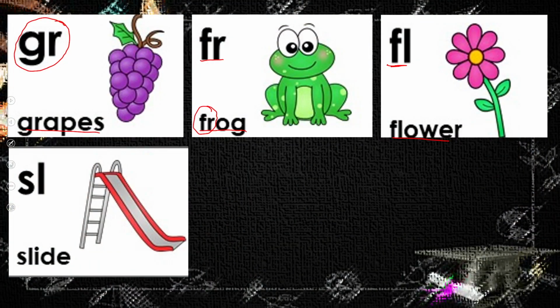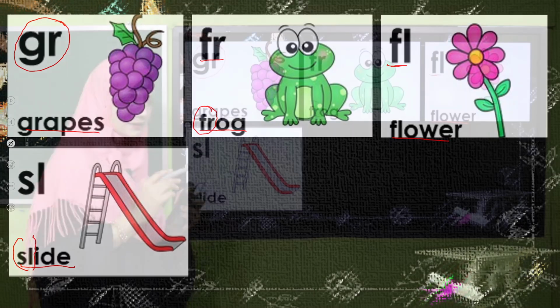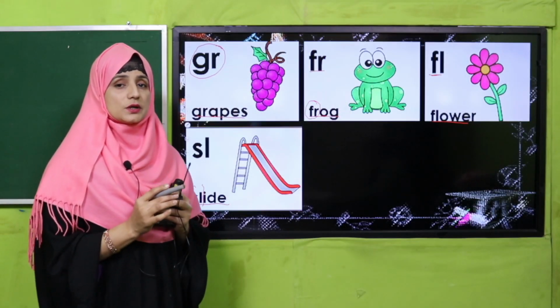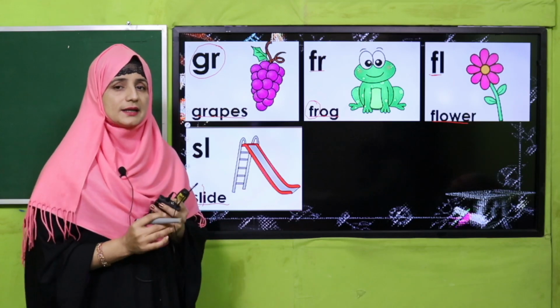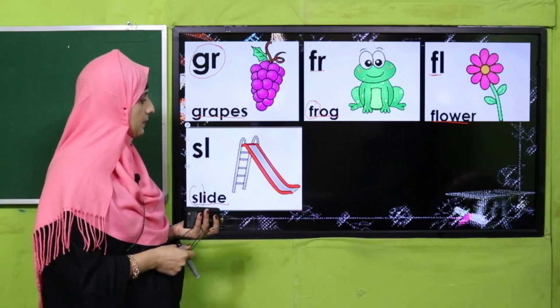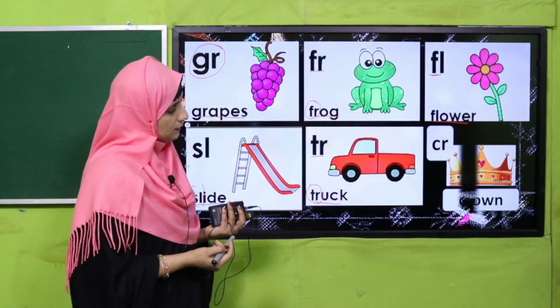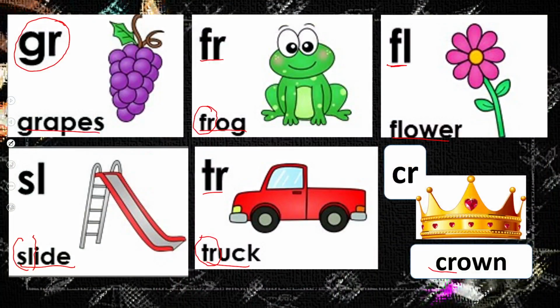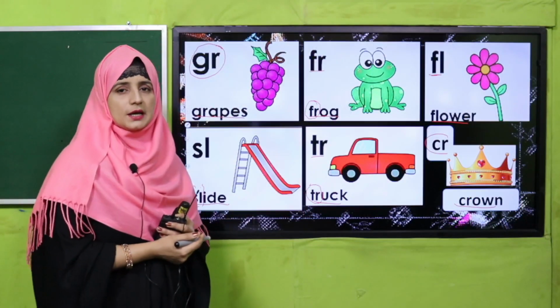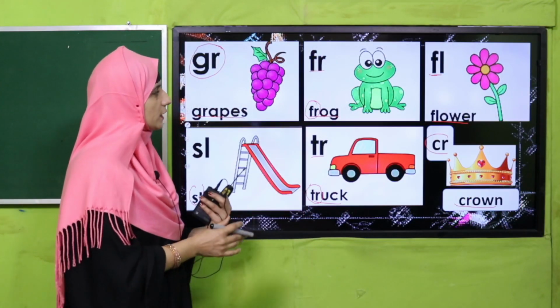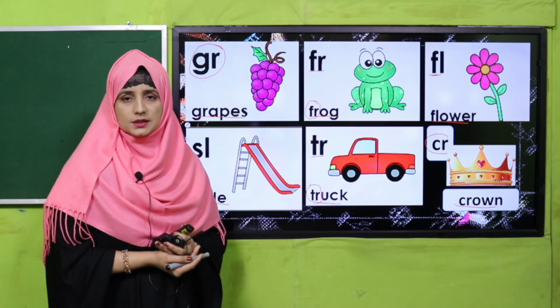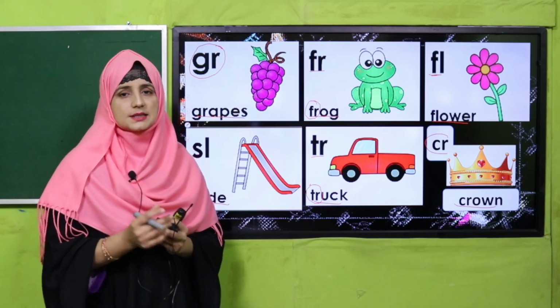Next there, SL, slide. So SL is being blended. When these consonant clusters blend together, then they give us a sound. Read there, truck, TR, no vowel between. The last one is crown, yes, CR. Have you got that, my dear students? In this way, such types of clusters are called consonant clusters, and they give us a single sound.